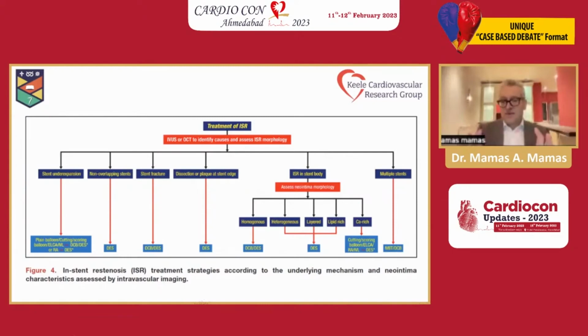So assessing neointima, if it's heterogeneous, layered, or lipid-rich, use a drug-eluting stent. If it's homogeneous in appearance, then I think a drug-coated balloon is better. You cannot do this with IVUS. And again, when looking at calcium, you can assess the thickness of the calcium, and that will help guide your treatments, whereas with IVUS you can't do that. It will only tell you the distribution of calcium, not the thickness.